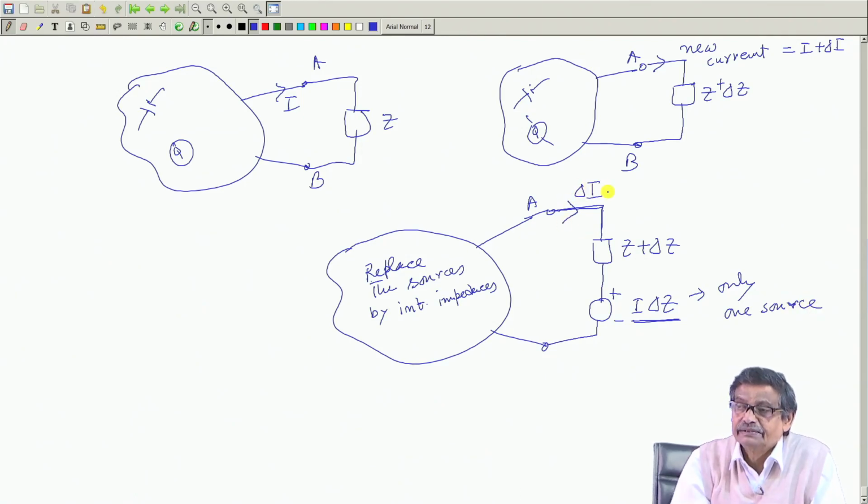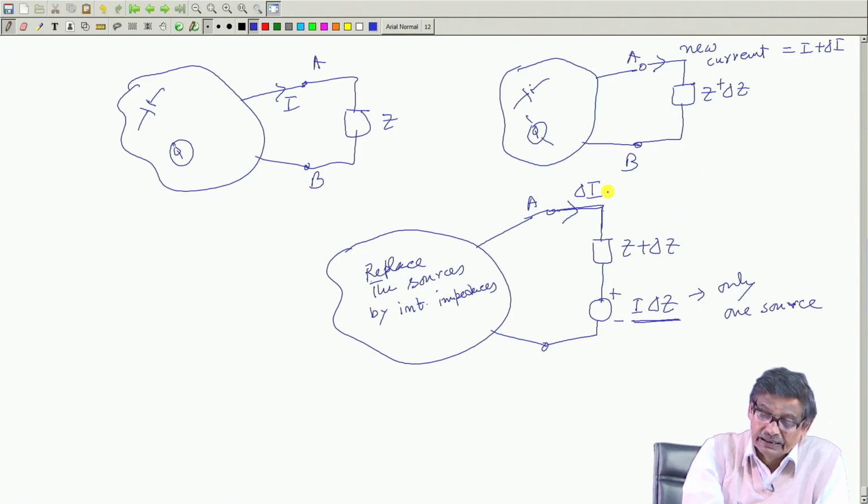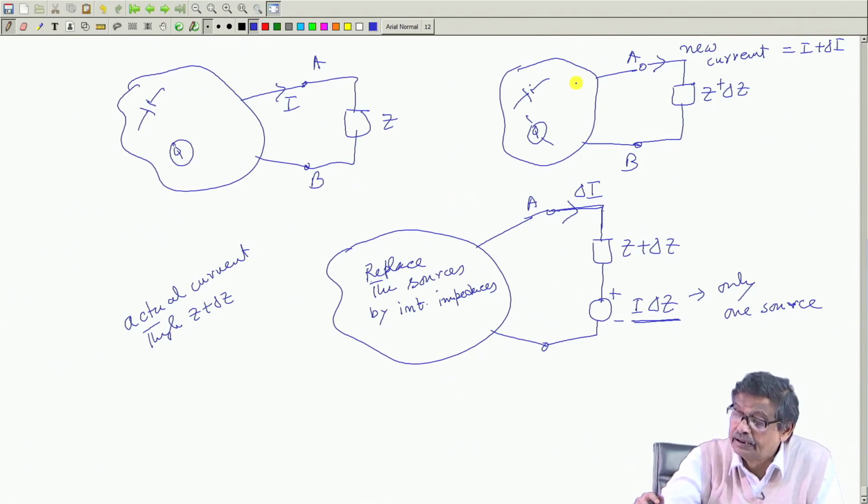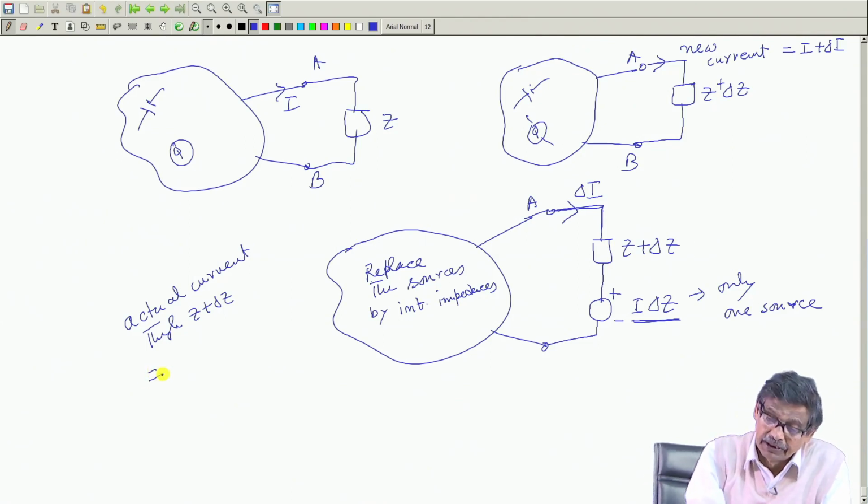And what current you will get? Delta I. And after you get delta I, then you say the actual current through Z plus delta Z in this network, when all the sources are present, will be equal to I plus delta I. So, the target is to calculate this delta I.